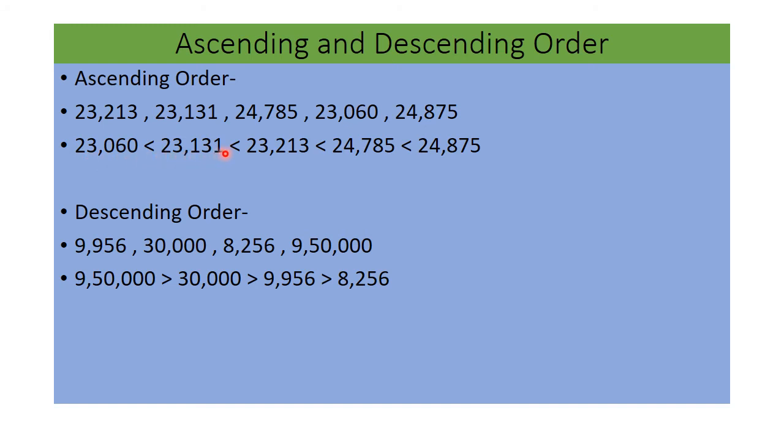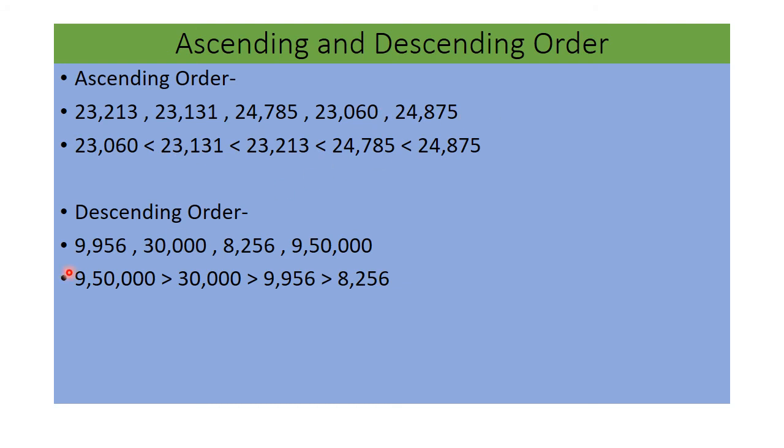23,131, and then we have 23,213, then we have 24,785, and last but not the least, the greatest among all these numbers is 24,875. So this is how we have arranged the numbers in ascending order.